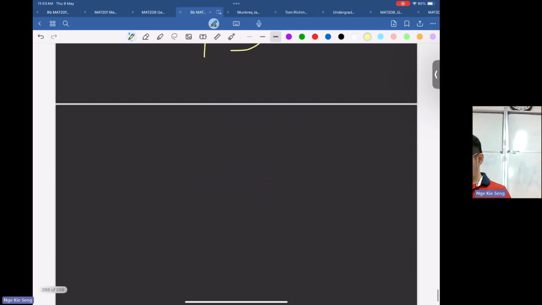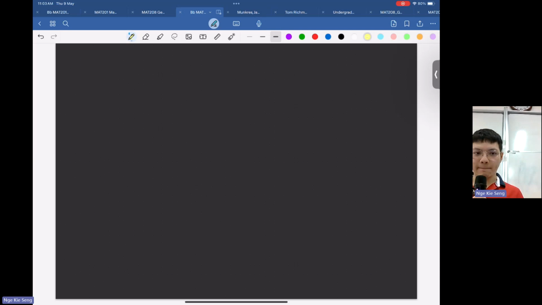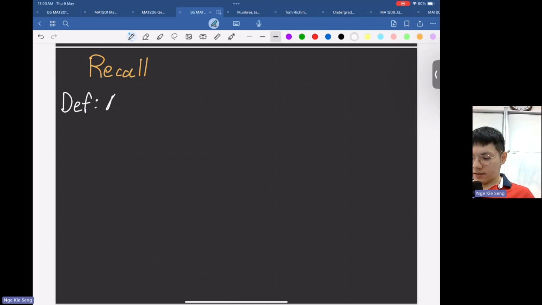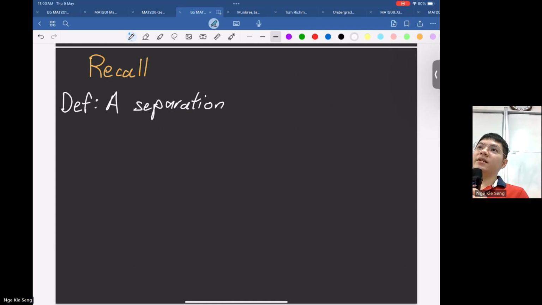Okay. If not, let's resume with yesterday's lemma. Let's recall the definitions we had first. What are the definitions we defined yesterday? We defined a separation of a topological space. What's the separation of a topological space? It is a pair of what?